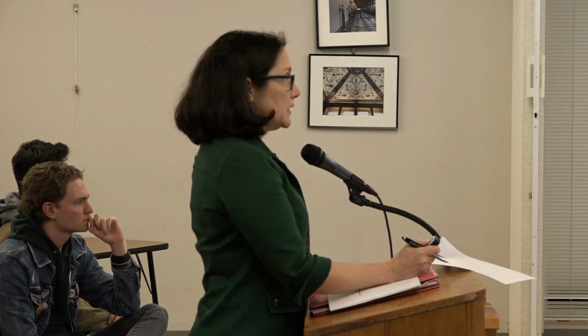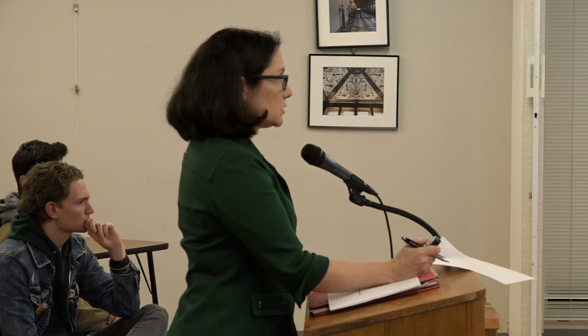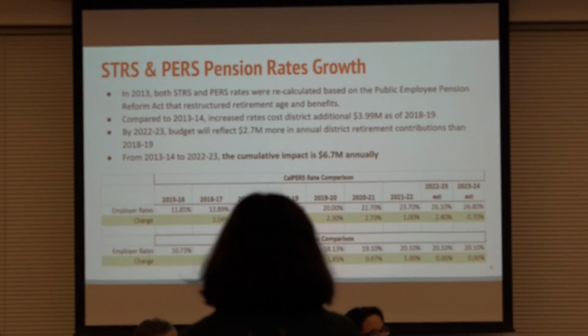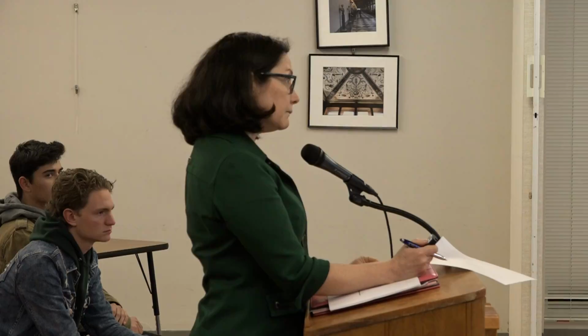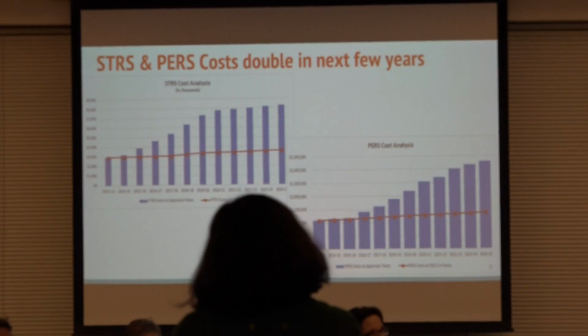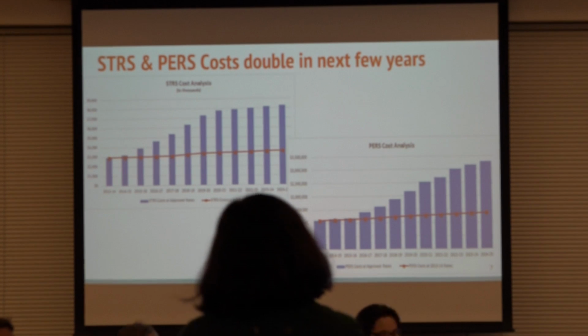So a reminder of some of the tensions that the district has been feeling financially. Part of those tensions are the increase in the STRS and PERS pension rates beginning in 2013 with the Public Employment Pension Reform Act. As you can see, these have quite a significant impact on district finances, and by 22-23, the cumulative impact will be $6.7 million annually. This is just a visual of that same information. The blue lines indicate where STRS and PERS were, the red line is where the increase started, and the blue line indicates the increase and the impact on our budget.